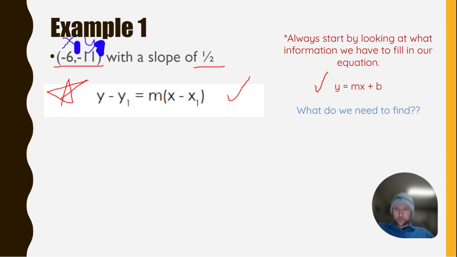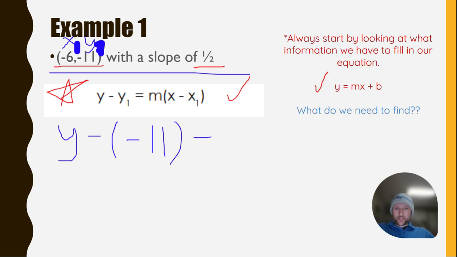All right. So we're just plugging these numbers right here into this formula. Okay. So y we just leave alone. So I just write y. Then I do minus y1. So look, y1 is negative 11. So I'm going to have to put minus 11. So minus negative 11. See what I did there?